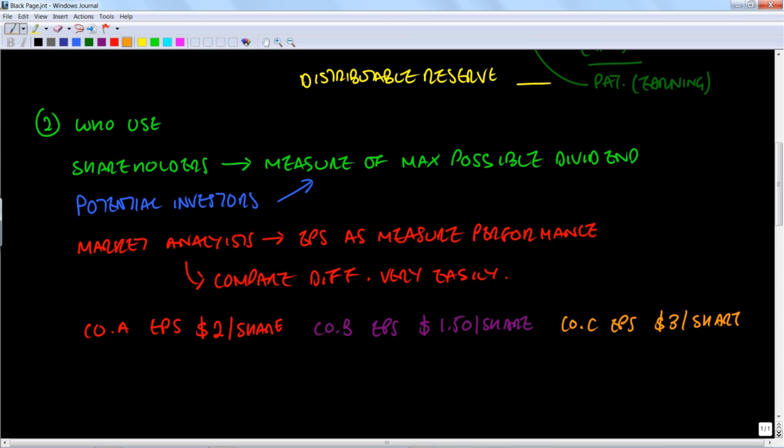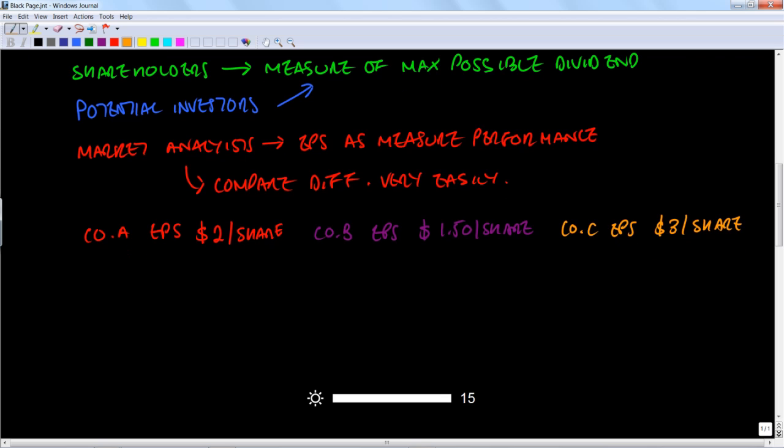Okay, so at a glance, we can assume as a market analyst that it is company C that is the better performing company because they have the highest EPS, but then it's company B that is the worst performing company because they've got $1.50 per share. Okay, so that's how your market analysts could use EPS. Okay, so how do you actually go about calculating EPS?